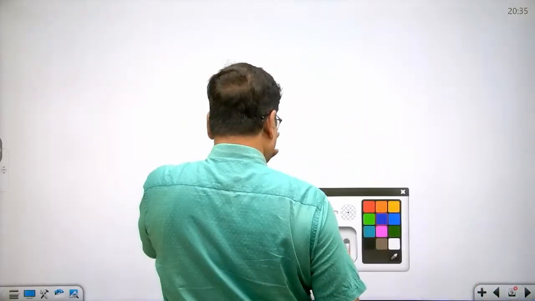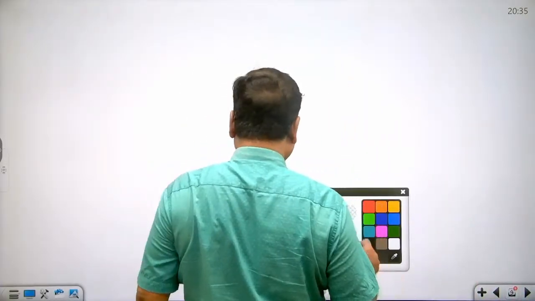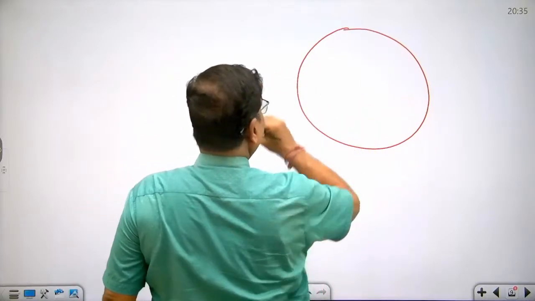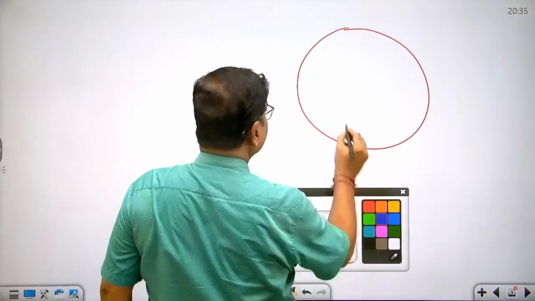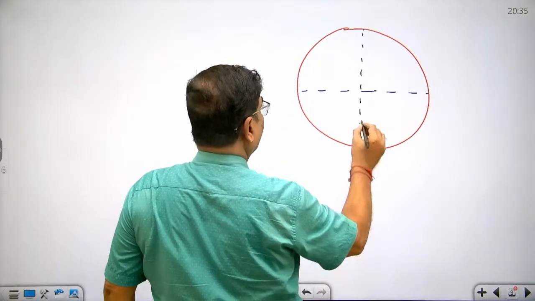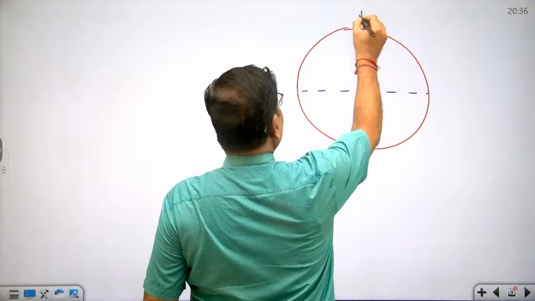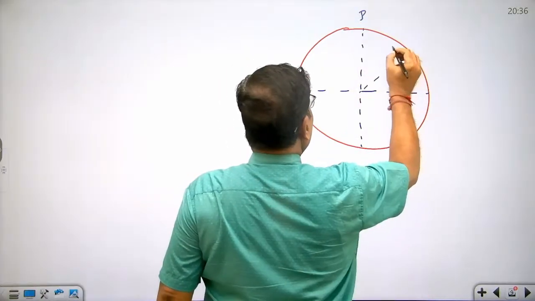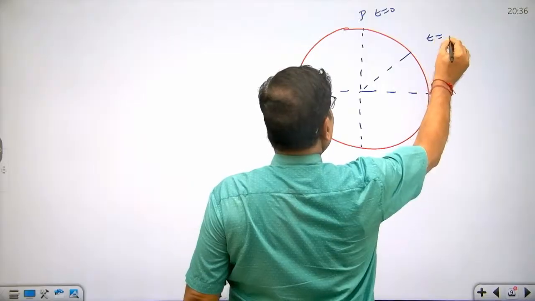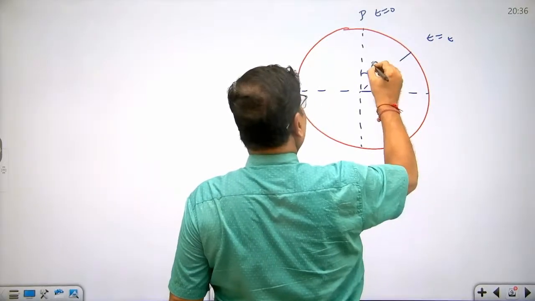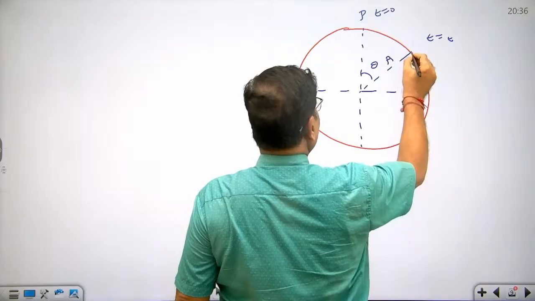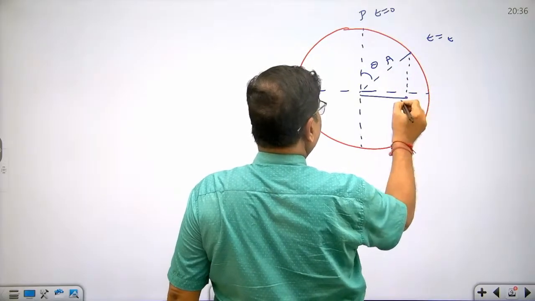Now let's see the simplest equation of a particle performing SHM. Let us assume the particle starts from point P at t equal to 0. Now at t equal to t, the particle has traveled angle theta. And this is a circular path having radius capital A. So this is x.